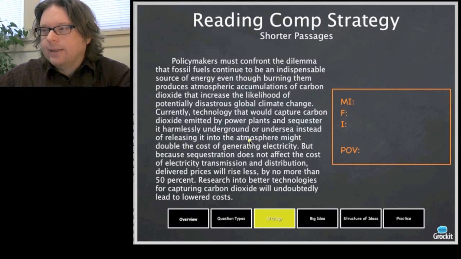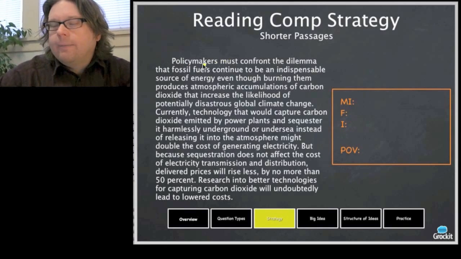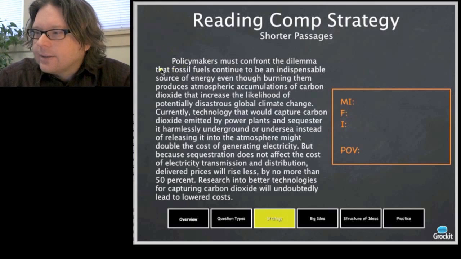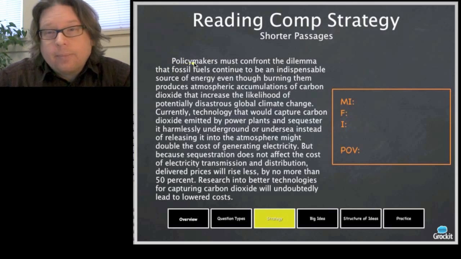All right, so here's an example passage. We're going to do an example of reading actively here. I'm going to read it through with you, well, for you, really, and point out what bits of information end up being useful.